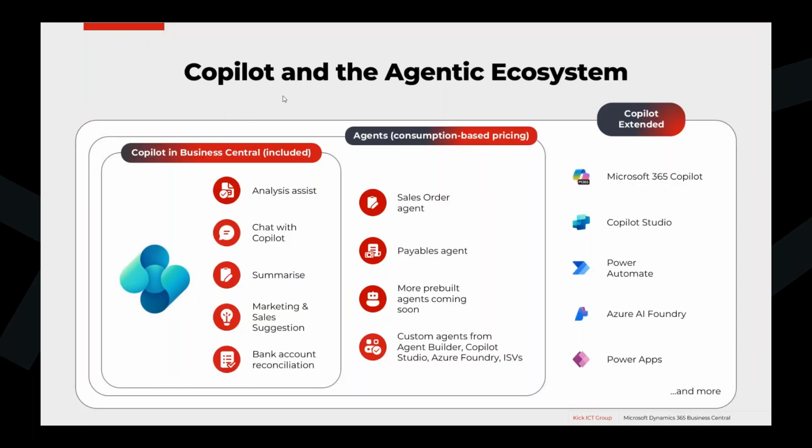Backing that up, we've got Copilot, as I said, with the agentic ecosystem. The latest version of Business Central Cloud has Copilot analysts, assistants, chatting with Copilot, bank account reconciliations. You have the agents who are more autonomous, so you can interact with them in terms of ordering, payables agents, which is for OCR invoicing. And in the next release, which Jax will discuss, there's more agents coming out, such as expense agents. And all of this is extended with actual Copilot itself, so the ecosystem is very, very integrated.